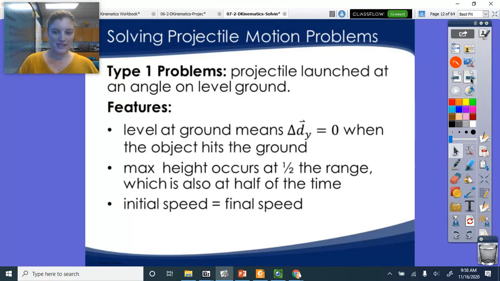So at the ground level means that our displacement in the y is 0. It starts at the ground, it goes up in the air, it ends at the ground. So if we just look at where we start and where we end, the y direction is 0. And our maximum height is going to occur halfway through the range, which means that's also half the time it takes for the entire flight path. So we can take that parabola and cut it in half to figure out the maximum height that we're going to get, which means that it's also about halfway through the travel time. And your initial speed is going to be the exact same as your final speed in these cases.